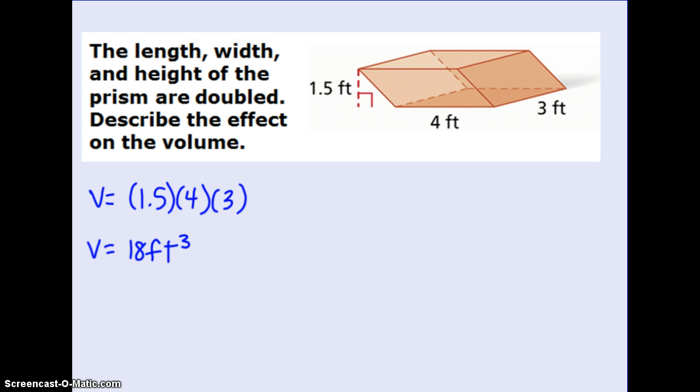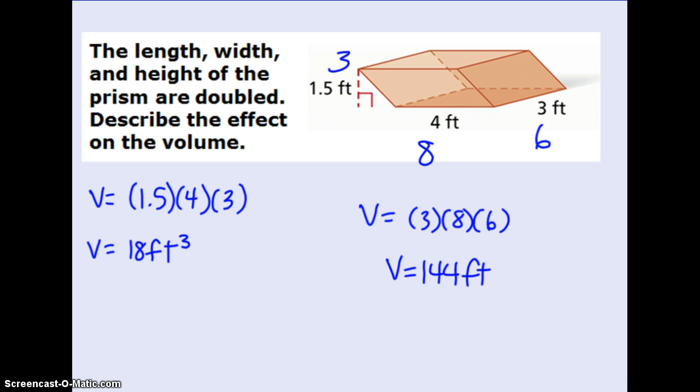However, that's not quite what the problem is asking for. It says if the length, width, and height of the prism shown are doubled, describe the effect on the volume. So let's go ahead and mark out all of these, and let's say this is 3, this would be 8, and instead of 3, this would be 6. So the new volume is 3 times 8 times 6, which is 144 feet. Yes, volume equals 144 feet cubed.